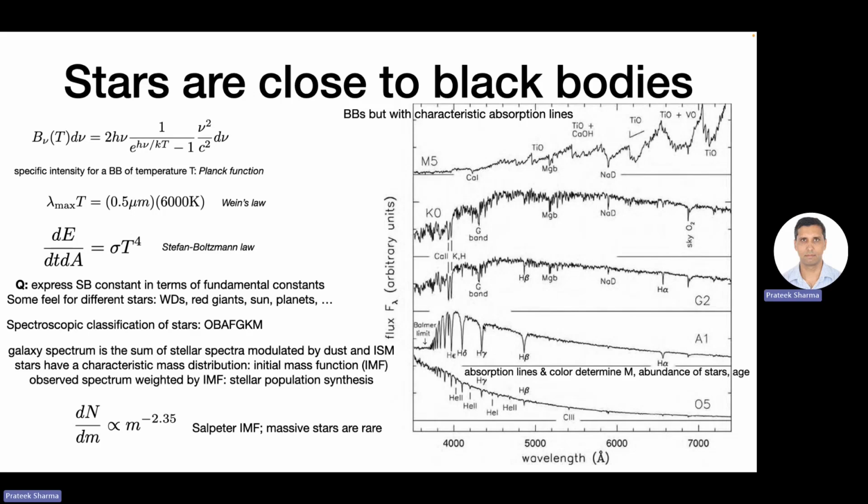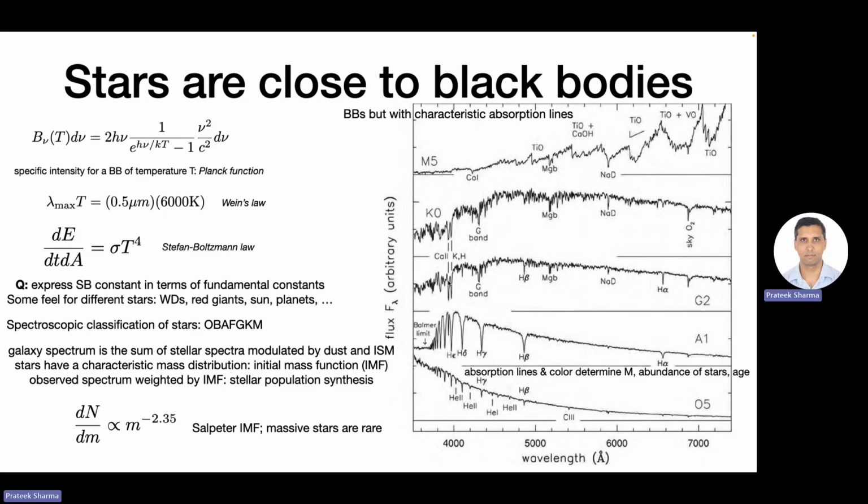And you can actually see these absorption lines, absorption features in all of them. And just by looking at spectra, you can figure out their temperature and mass and all that. That's the subject of stellar structure. Okay. So this is an A star. This is a G star. The sun is a G star. So this is close to the spectrum of the sun.